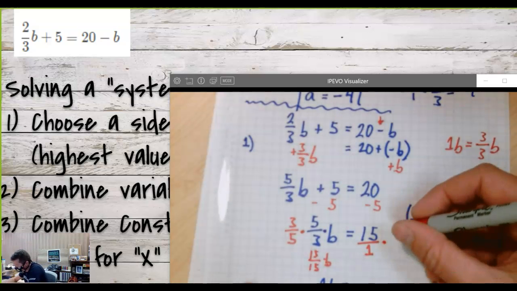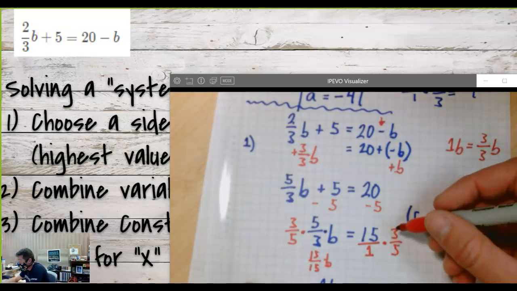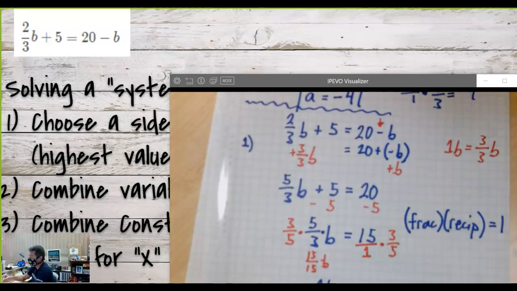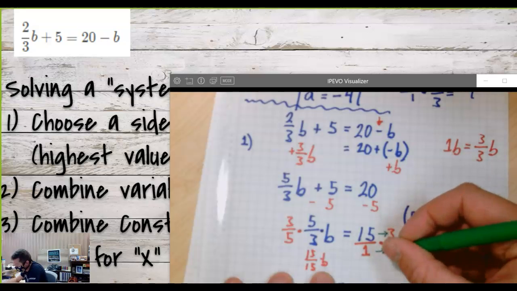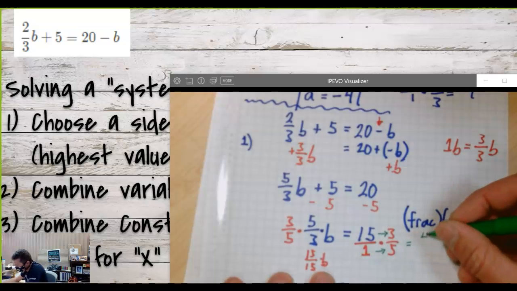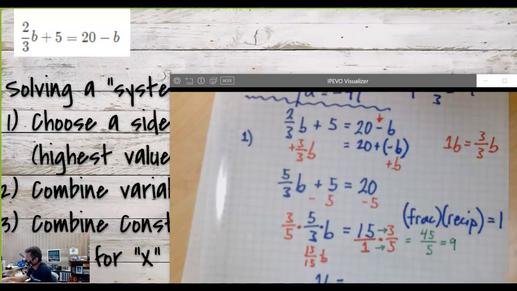So when we go to multiply by 3 over 5, now I can do this multiplication, or if you remember how to cross reduce, you can. I'm going to color code this in 2 different ways. In green, I'm going to just do the math. 5 times 3, 1 times 5. That would be 45 over 5. Gets us 9.